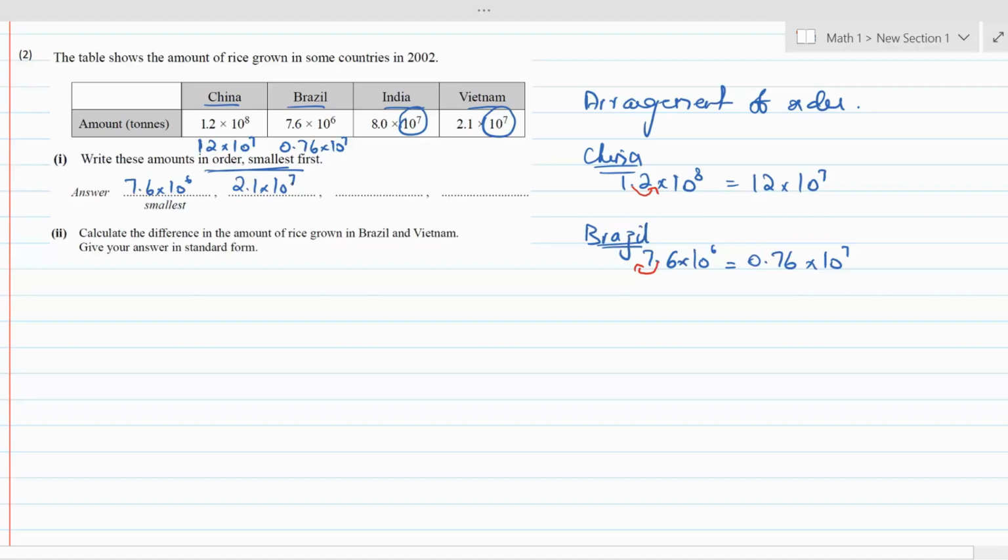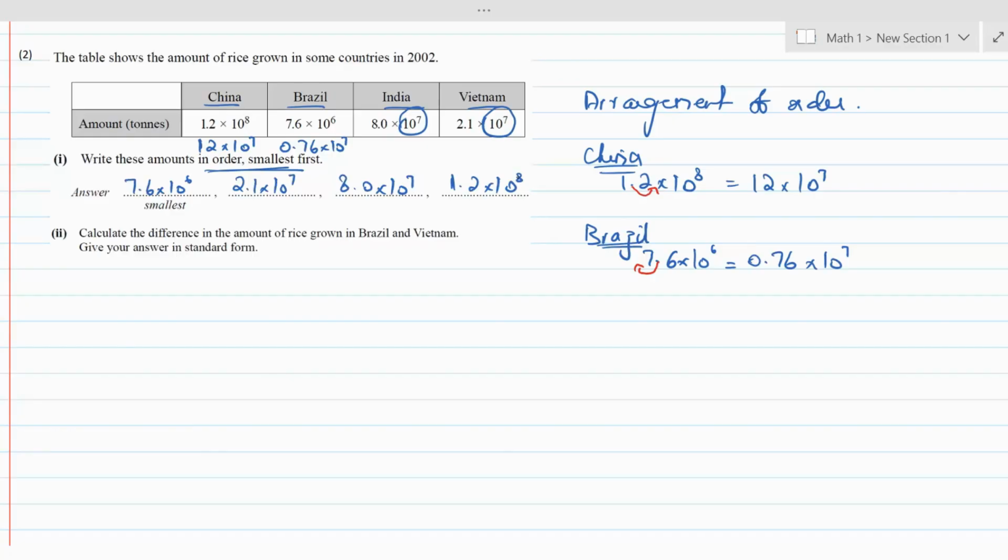After 2.1, the next big number is of India. So it's India, 8.0 into 10 raised to the power 7. Last, it's China, which is 12 in number. So 12 into 10 raised to the power 7, and it would be 1.2 into 10 to the power 8. Make sure you are maintaining the same numbers that are given in the question, rather than the numbers you have rearranged. Okay. So this is how we convert the numbers in ascending order.